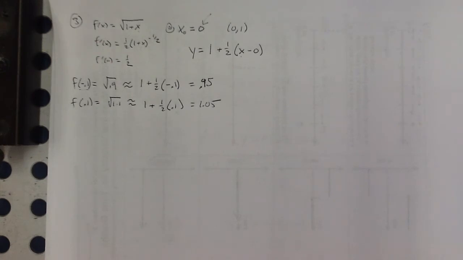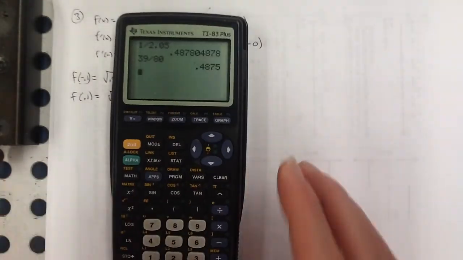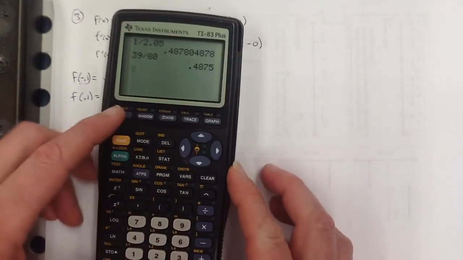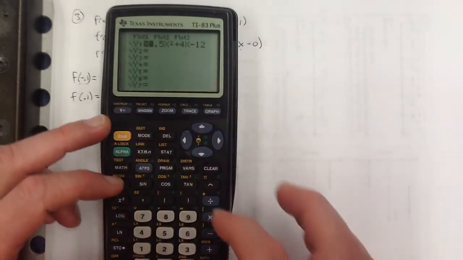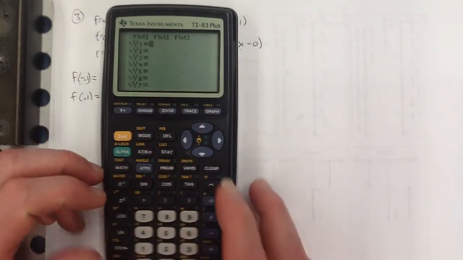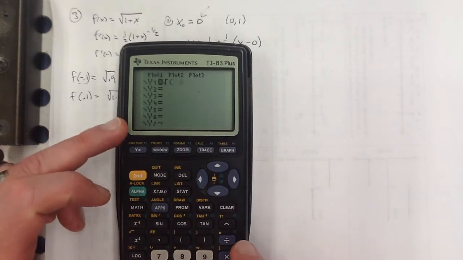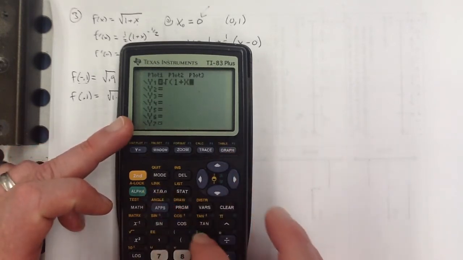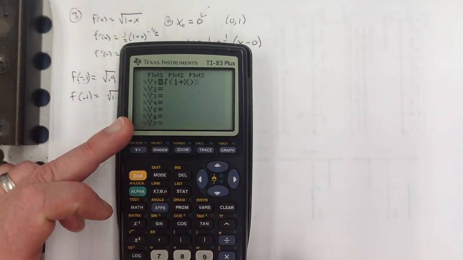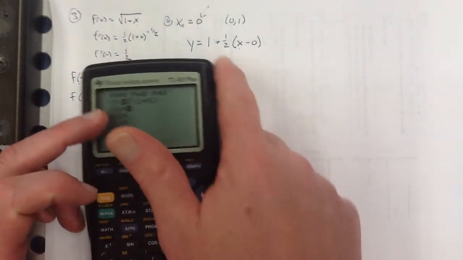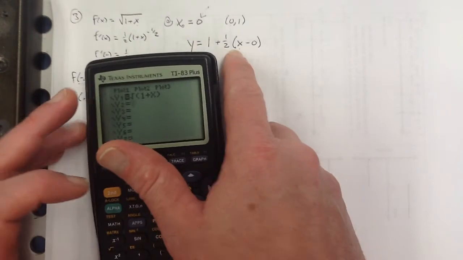Graph f and its tangent line together and use the graphs to illustrate the relationship between the exact values and the approximations of those things. Okay, sure. Let's see. If you kind of skipped over this, that's okay. But I want to show you what they have in mind here. So let's graph the actual function here, the square root of 1 plus x. And then let's graph the tangent line, which is y equals 1 plus 1/2 x.